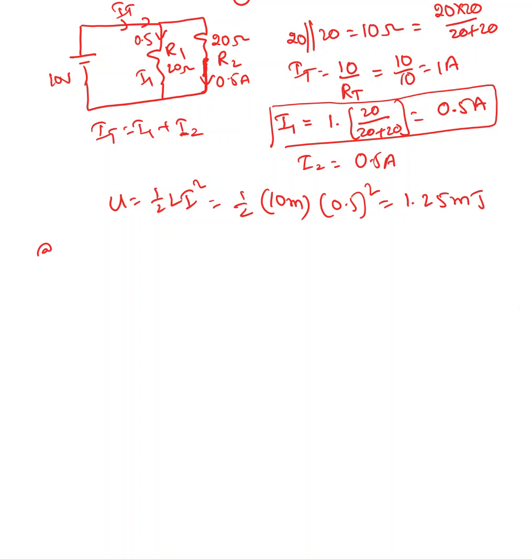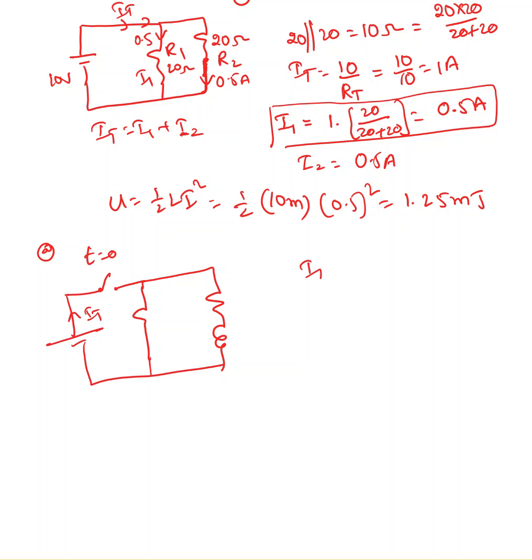Now at t equal to 0, we open the switch. When you open the switch, immediately what happens? I total becomes 0. So I can tell I total equals 0 ampere. Now the property of an inductor is that it does not let the current change suddenly. Just before opening the switch, there is 0.5 ampere current passing through it. So for sure I2 equals 0.5 ampere, since an inductor does not allow sudden change in current.